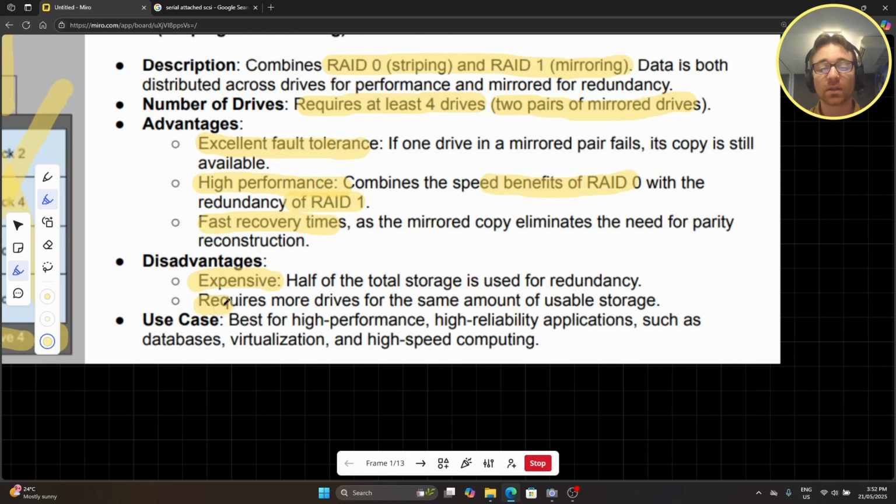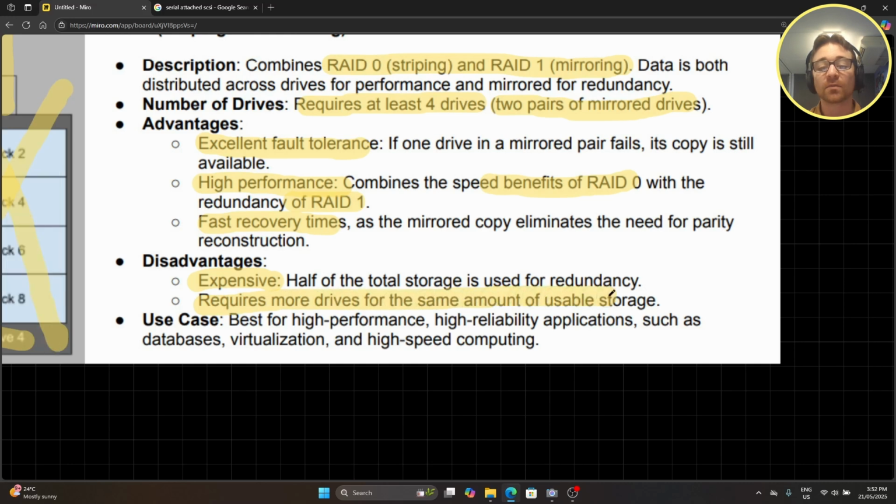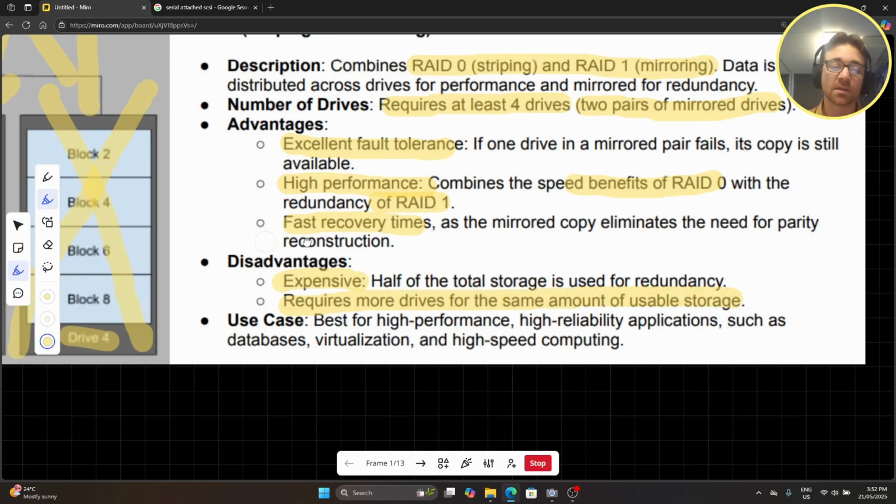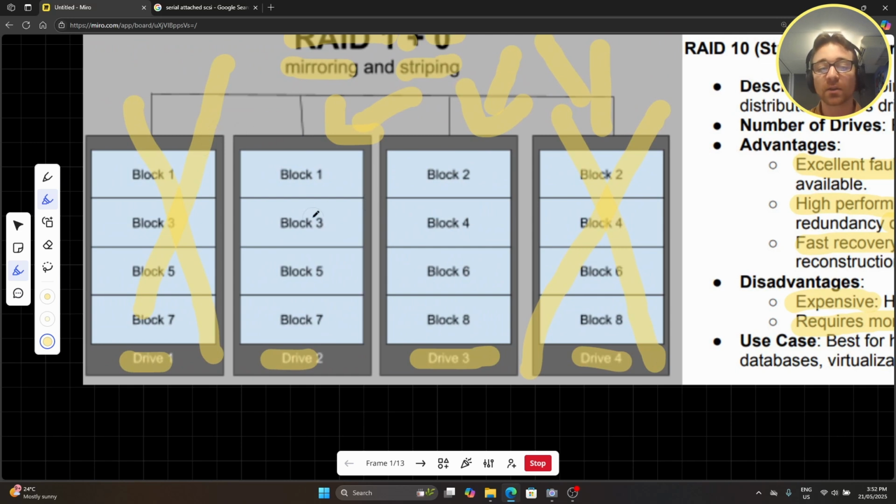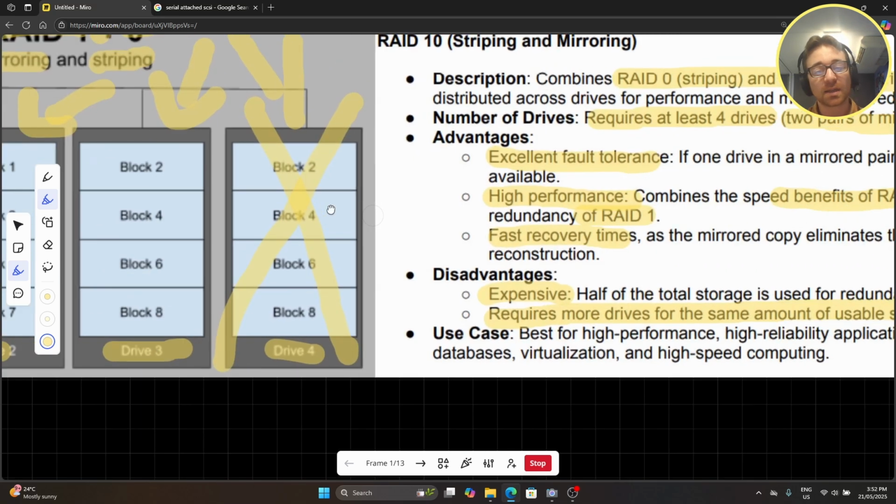The disadvantages as well, it requires more drives for the same amount of usable storage. So you're paying for that redundancy because you're doubling it all. So you really only have the storage space of 2 drives in total. However, you have really good redundancy to make up for that. So that is one thing to consider.